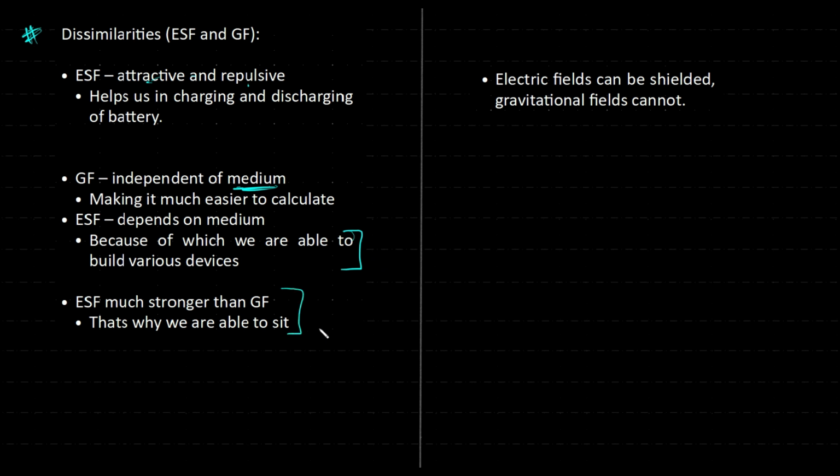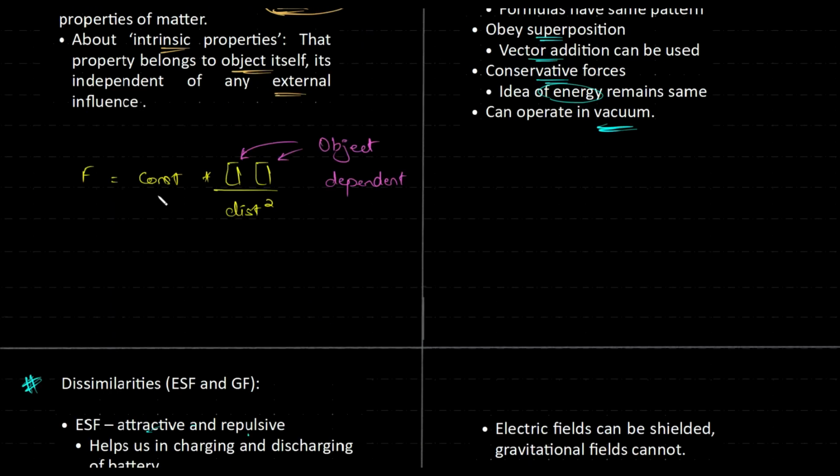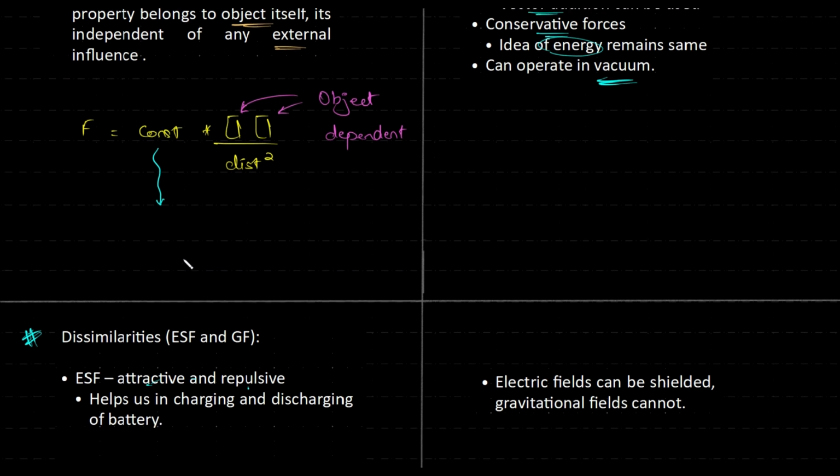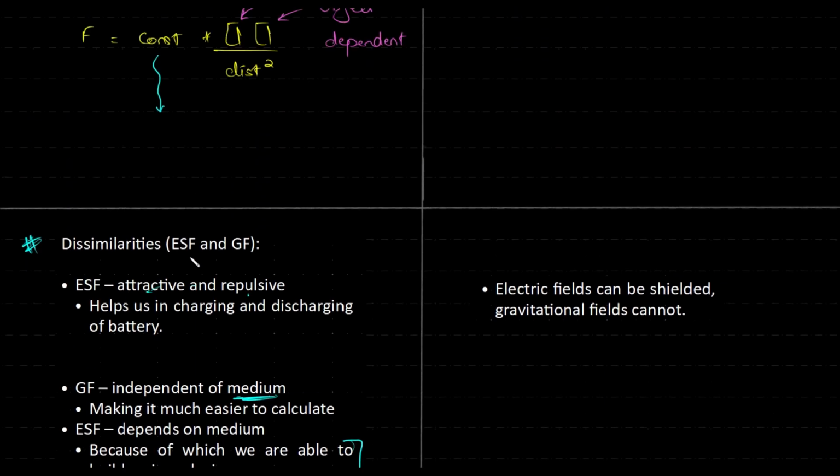Electrostatic force is much greater than gravitational force. Why? Because this constant is very high. Actually, it's not that, it's nature. Is it not? It's nature, not that we have set it. That's how it is in nature. So mathematically, we're able to compare this constant and tell that, you know what, gravitational force is a lot weaker compared to electrostatic force.